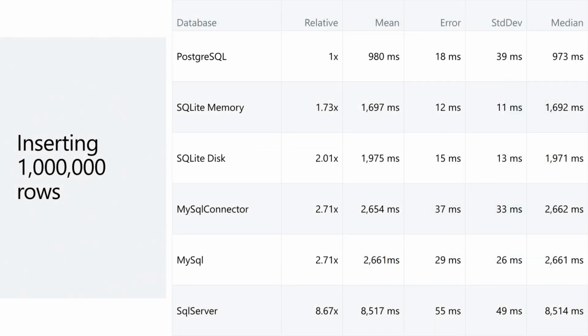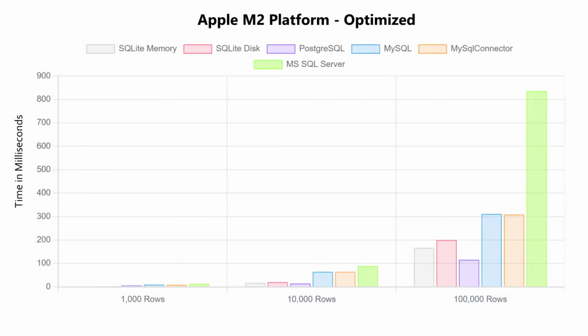For instance, when inserting 1,000,000 rows, PostgreSQL completed the task in under a second, which was significantly faster compared to other database systems on the M2 platform. On the other hand, MS SQL Server was significantly impacted by the overhead of running AMD64 Docker images on an ARM platform, leading to much slower performance. In the same 1,000,000 rows insertion test, SQL Server took considerably longer with a mean time of around 8.5 seconds.